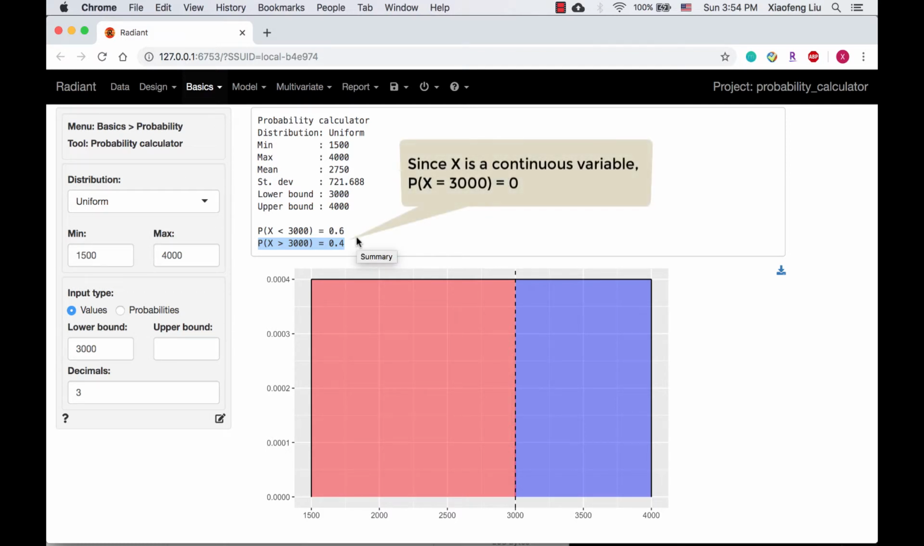Since x is a continuous variable, it can take on an infinite number of values, and thus the probability that it is equal to a specific number, for example 3,000, is always equal to 0. So the probability that Really Clean will sell at least 3,000 gallons in a day is equal to the probability that Really Clean will sell more than 3,000 gallons in a day, that is 0.4.